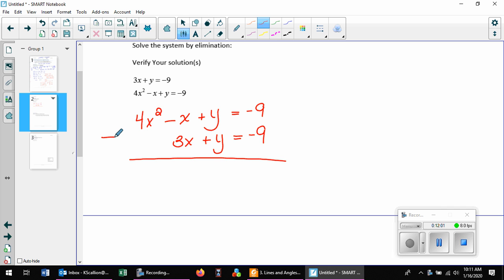All right. So 4x squared minus nothing hopefully gives me 4x squared. I have negative x minus 3x, negative 4x. Y minus y, 0. Do I need to write in the 0? No. And then negative 9 minus a negative 9.